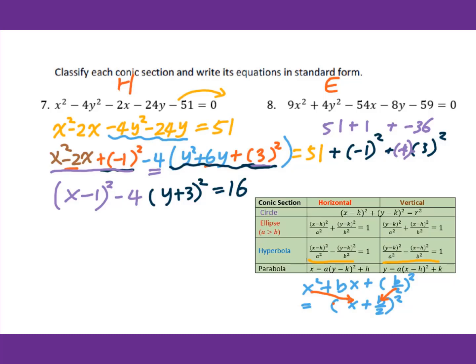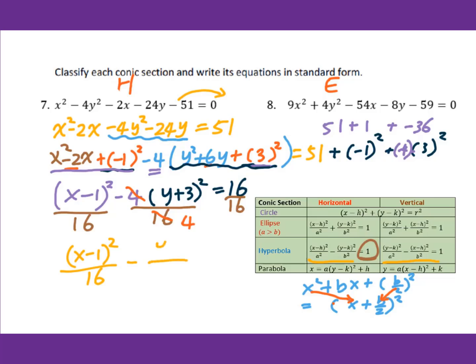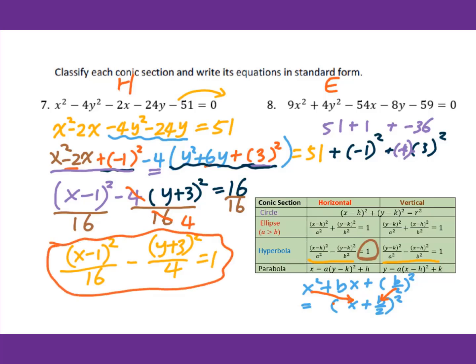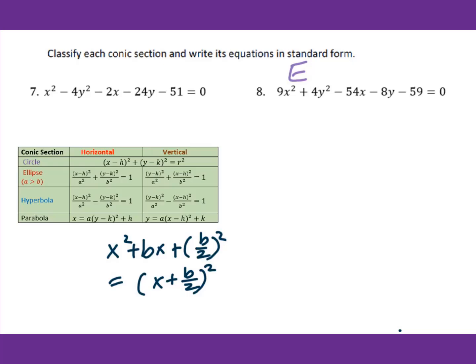Then we divide by 16 for every term so that I can get 1 on the right side. Reduce, this is a 4. So we got (x minus 1) squared over 16 minus (y plus 3) squared over 4 equals 1. That's the standard form for number 7. Let's go to number 8. This is an ellipse. The standard form for an ellipse is this one.